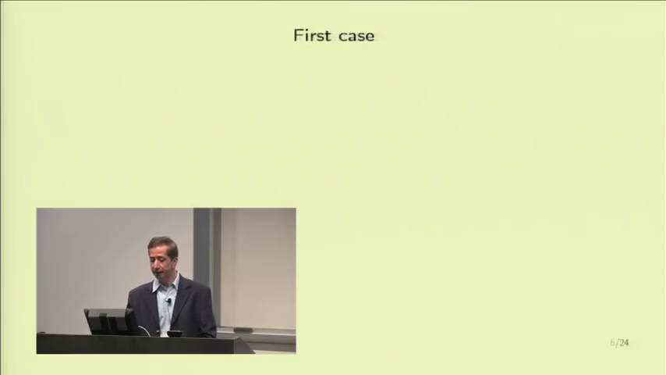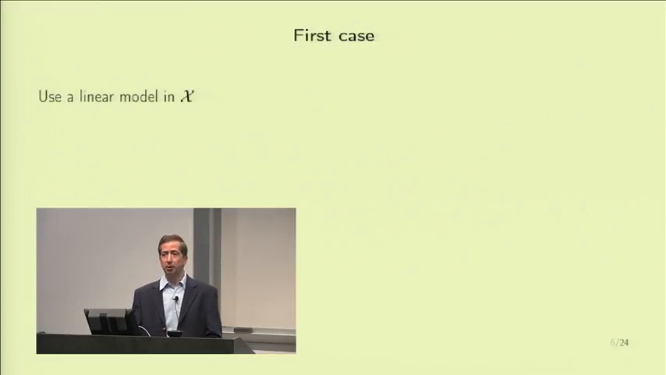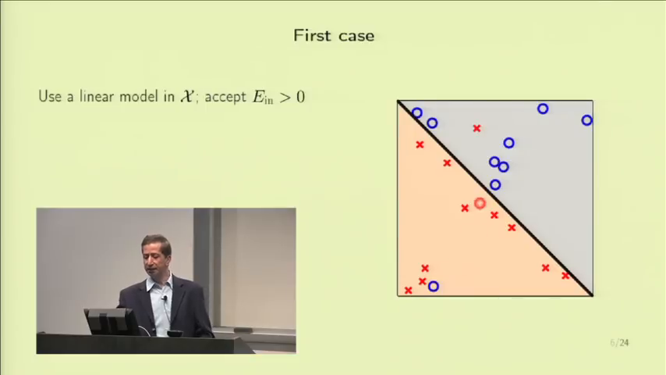The first case is pretty easy. It's almost linearly separable. So here are the choices. You can use a linear model in the X space, in the input space that you have, and then accept that the in-sample error will be positive. It's not going to be zero. So in this case, here's the picture. There is an in-sample error because this point is erroneously classified and this point is erroneously classified by your hypothesis. So this is option number one.